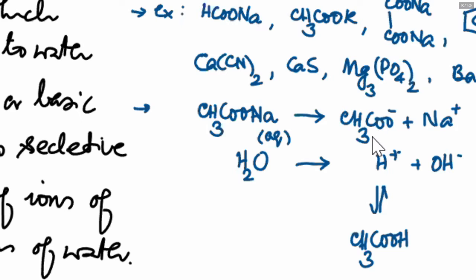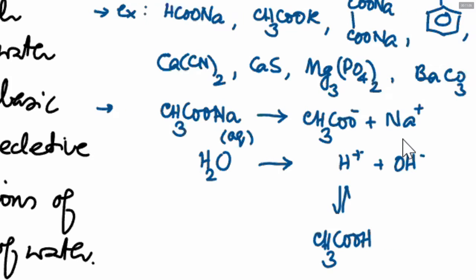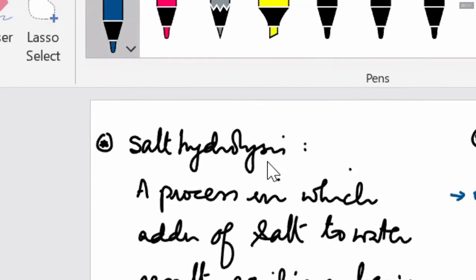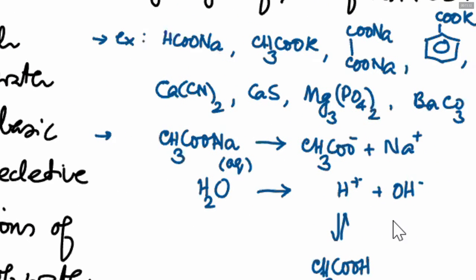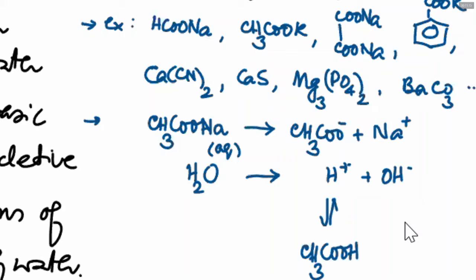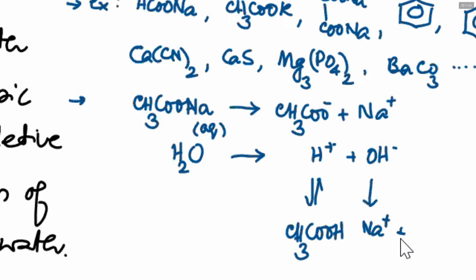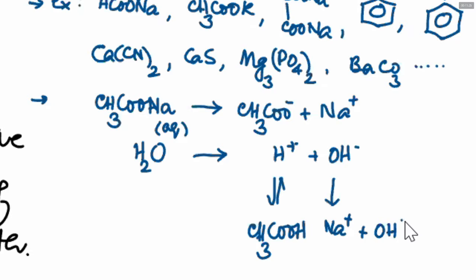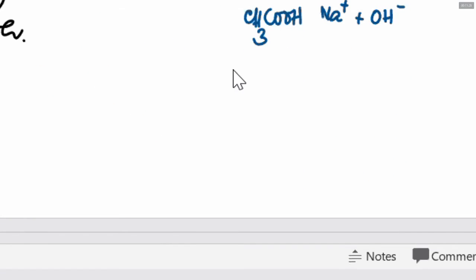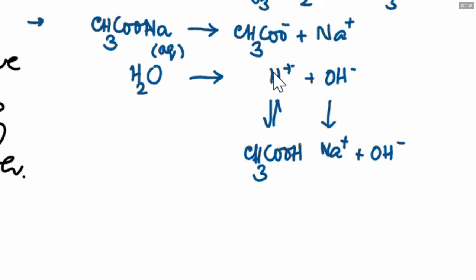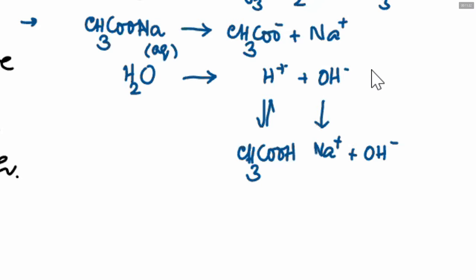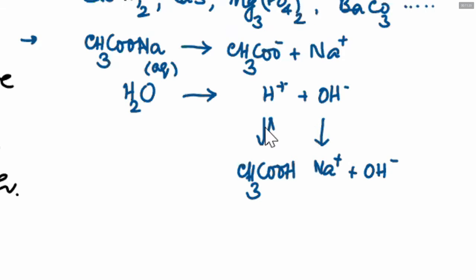Selective ions of the salt react with ions of water, whereas Na plus ion says to OH minus ion, I am coming from a strong family, a rich family, I want to enjoy my life separately, I don't want to combine with you. Therefore, Na plus ion is individually available along with separate OH minus ion. Who is combining? Acetate ion. Who is not combining? Sodium ion. Hence, this combination is called hydrolysis.